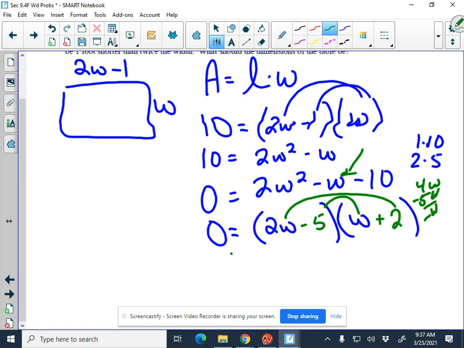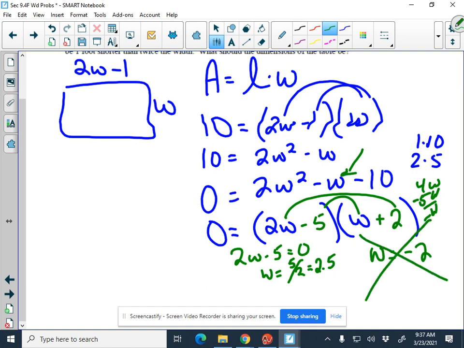But now we set this equal to 0. 2W minus 5 equals 0. Add 5, divide by 2. W is 5 over 2, or 2.5. Half of 5 is 2.5. W equals negative 2. I'm going to cross that one off. I can't have a width that has a negative value. You can't say, how long is that? Negative 2. Okay.